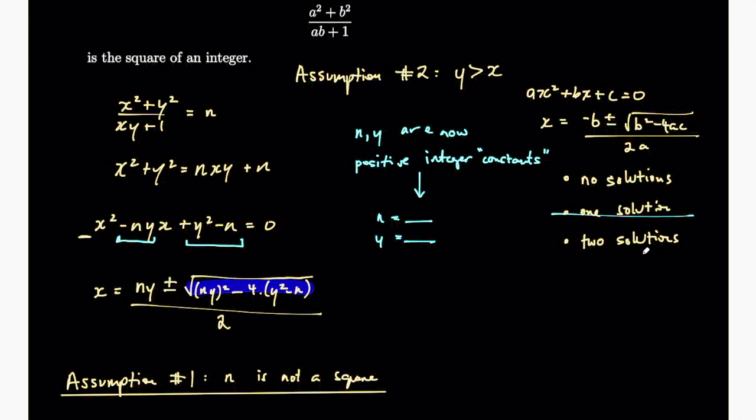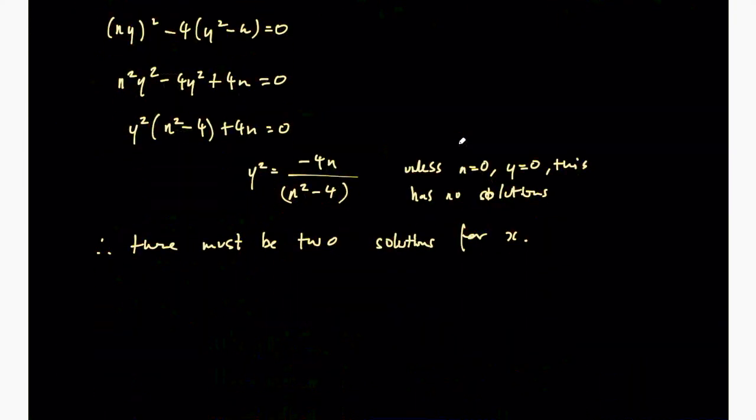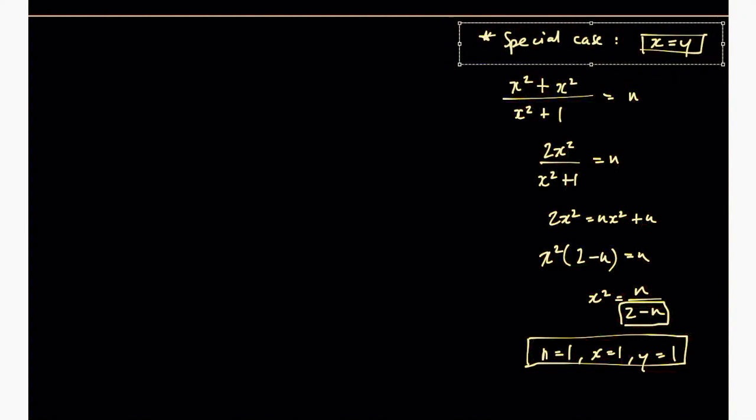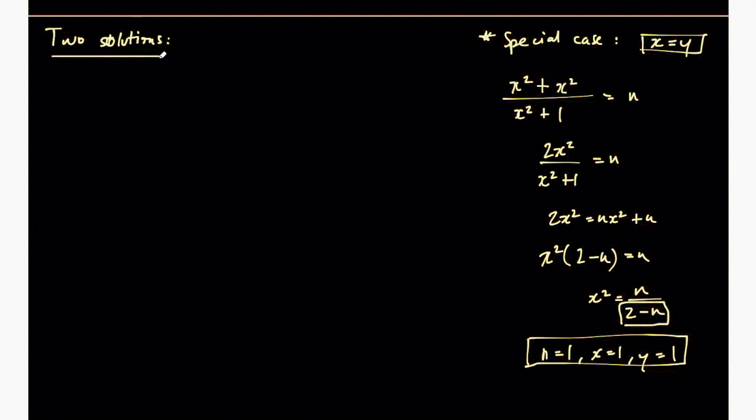We've proven there are two solutions. We've made two assumptions so far. One, that n is not a square, and 2, y is greater than x. Let's continue now. Our two solutions. Let's move this over a little bit. Our two solutions for x are, well, that's the negative square root.